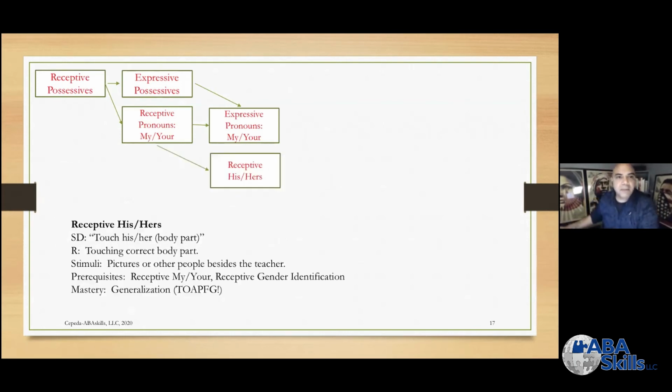So, next step. Now, simultaneously, while you're doing expressive pronouns my and your, you can introduce receptive his and hers. With receptive his and hers, you're going to present the SD, touch his or her body part. The learner touches the correct body part. Your stimuli are pictures or other people besides the teacher or the instructor.